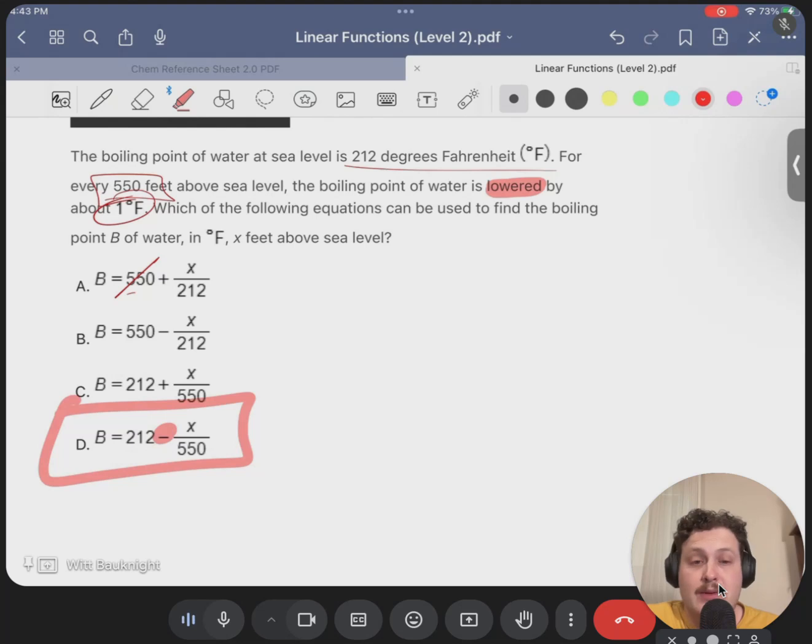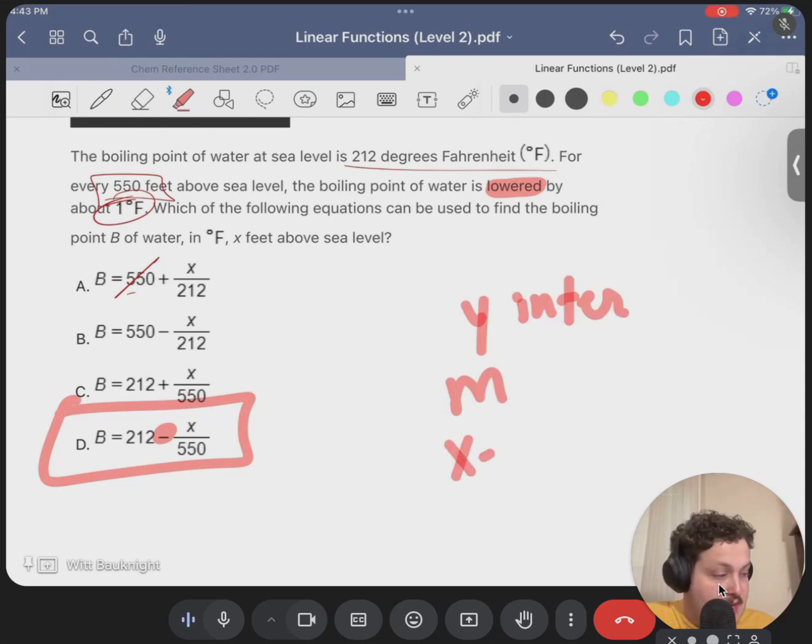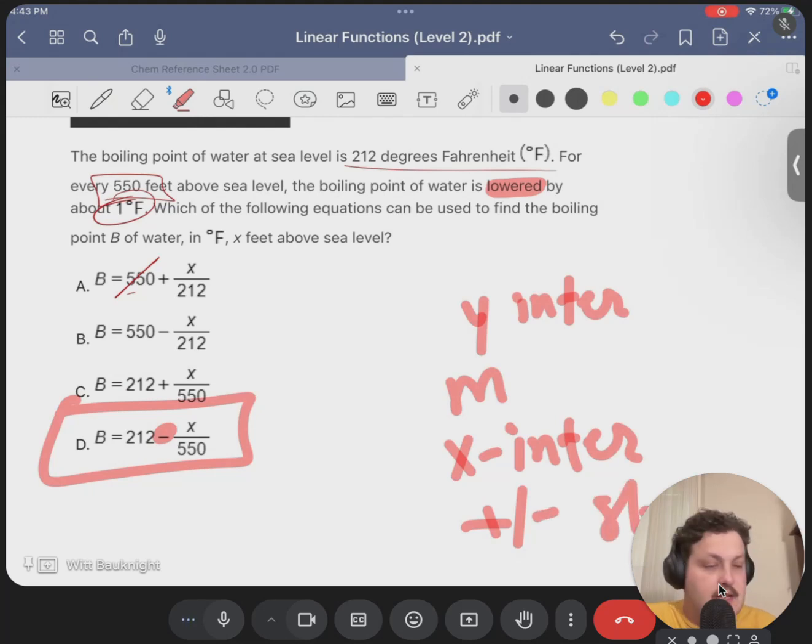Cool. I didn't even really think about the over 550. I just thought about the y-intercept and how the slope should be negative. So, patterns. For all these linear function things, we're thinking about y-intercepts, slopes, x-intercepts, and whether it's a positive or negative slope, stuff like that.